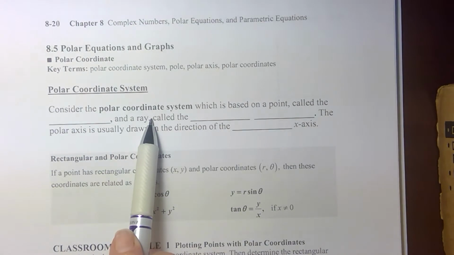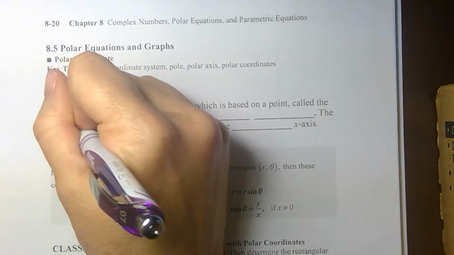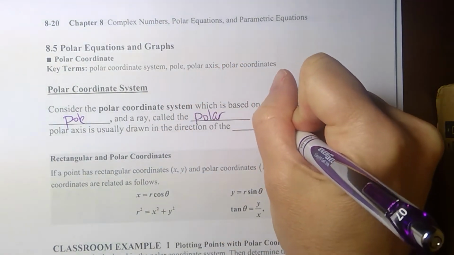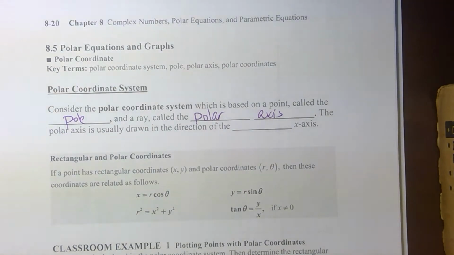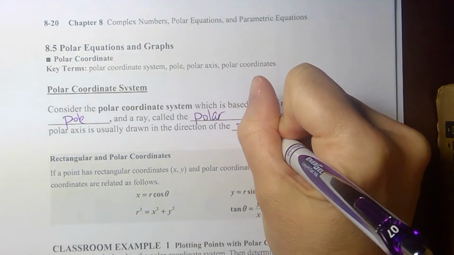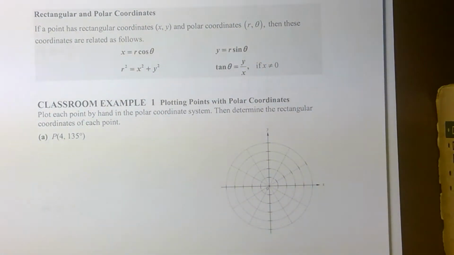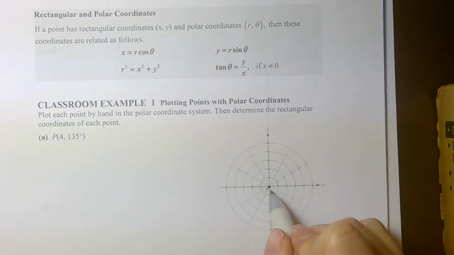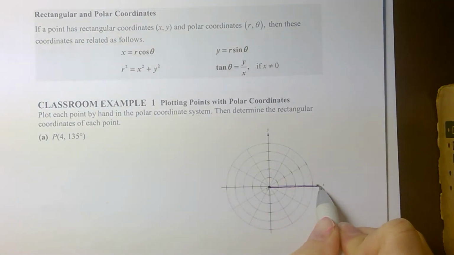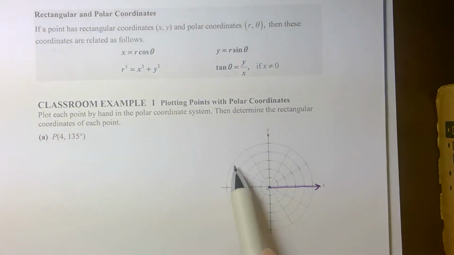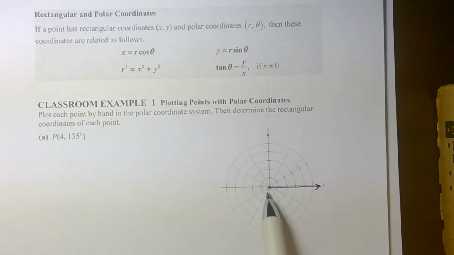Consider the polar coordinate system, which is based on a point called the pole and a ray called the polar axis. The polar axis is usually drawn in the direction of the positive x-axis. So if we think about our polar coordinate system, the pole is at the origin, and this would be the polar axis in the direction of the positive x-axis, and that polar axis can rotate in either direction about the pole, where the pole is that center point.